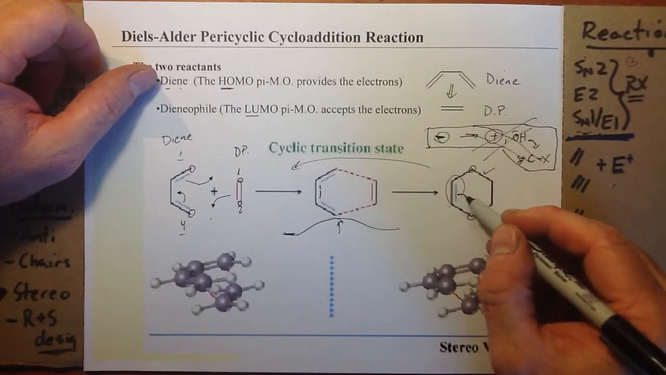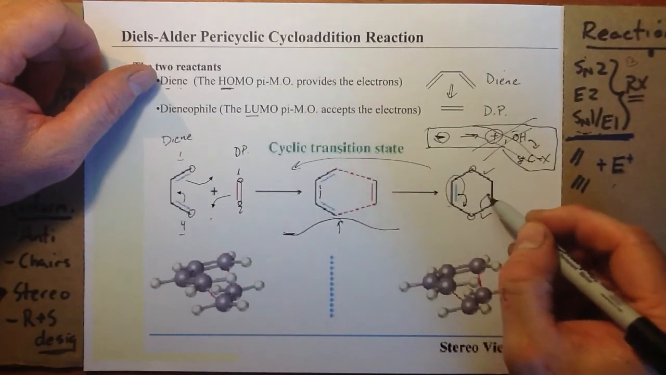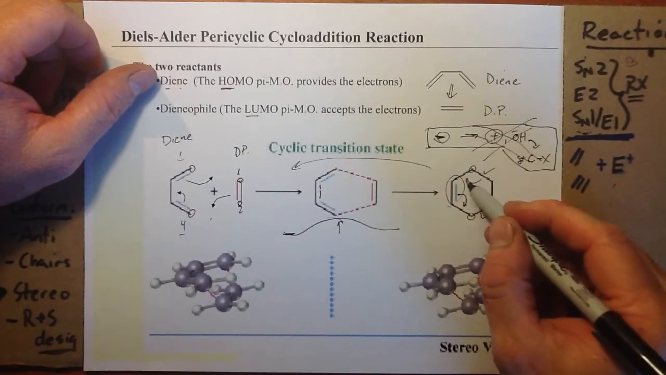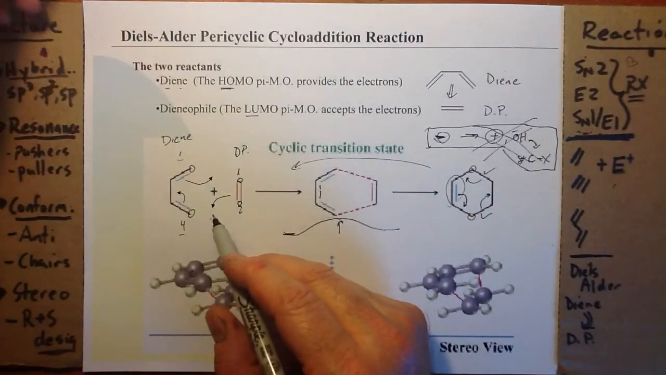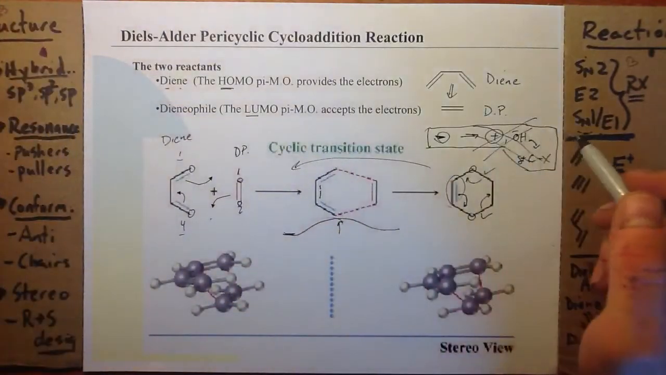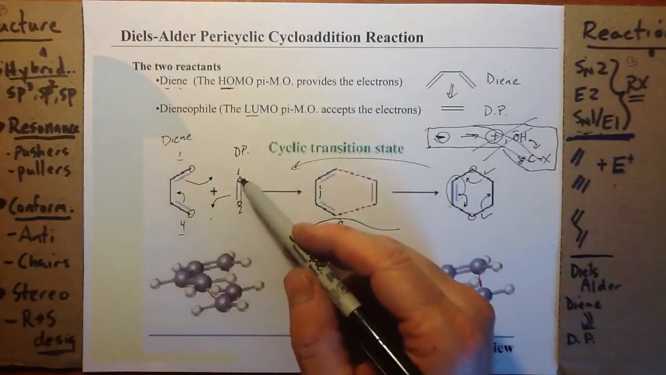You can go backwards if you wanted to go back to the Diels-Alder reagents. So that's some practical stuff, connecting the 1,4 to the 1,2.